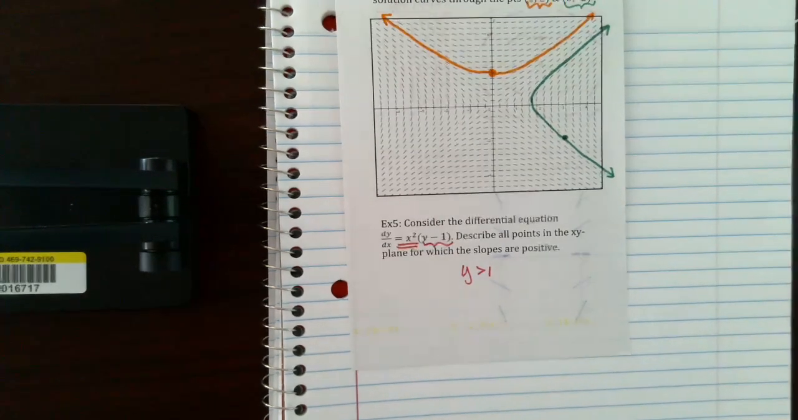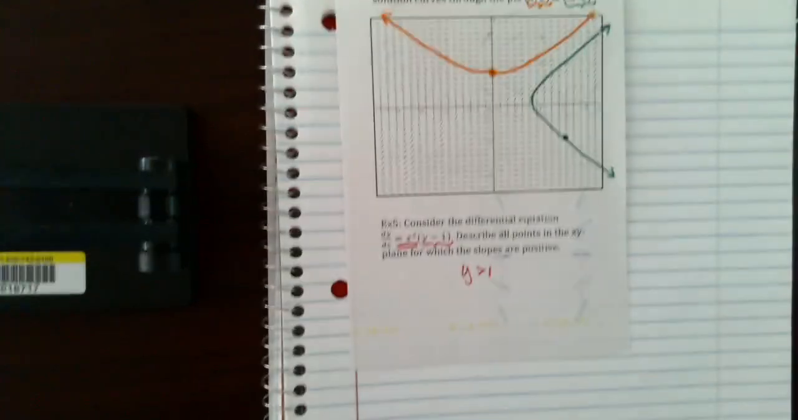Sometimes it will be dependent on the x as well, so you would say the x needs to be this and the y needs to be this, okay? But in this case, it's solely dependent on the y. As long as the y is greater than 1, the slopes are going to be positive, and that would answer the question. Cool?